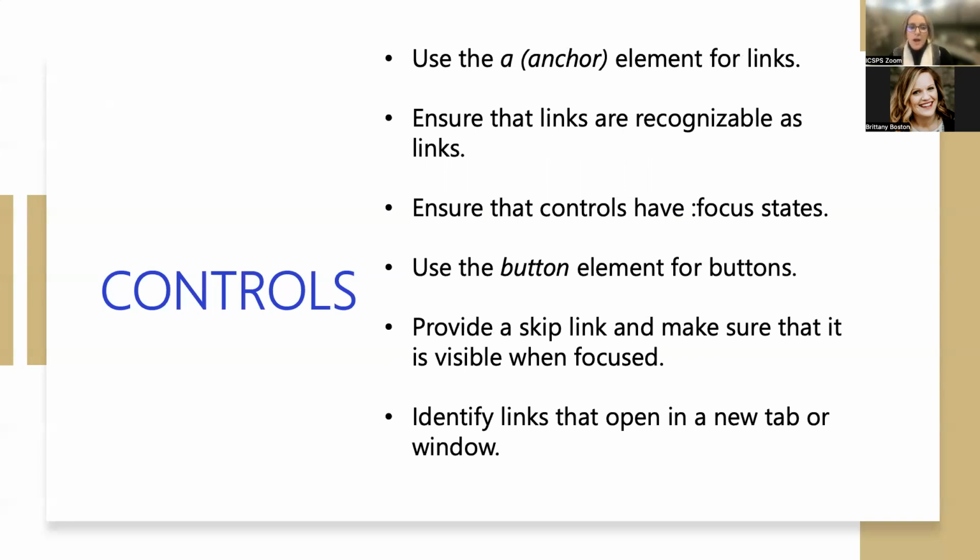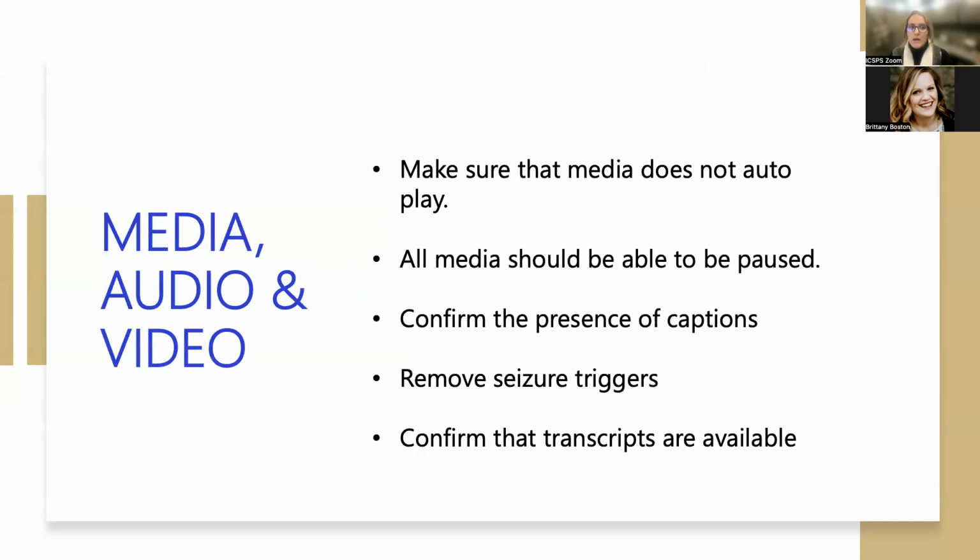Controls, we want to use the button element for buttons. We want to provide and identify links that open in a new tab or window. We want to try to avoid that. So if you have links on your website that open into a new tab, you want to try to avoid that and ensure that all links are recognizable as hyperlinks. We want to do this specifically not only with color on your website, right? A lot of people will outline anything on their website.